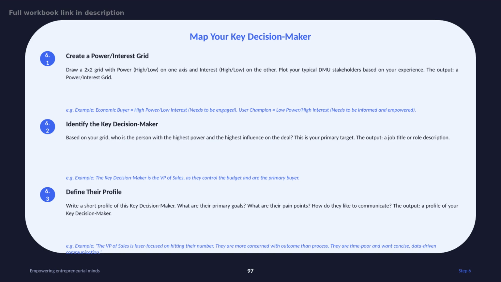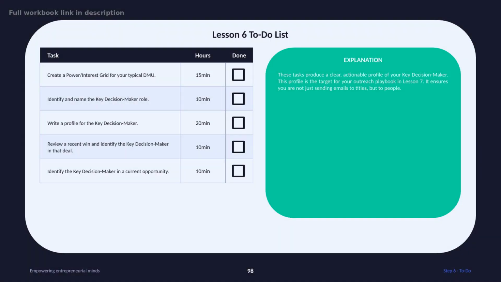Finally, write a short profile of them, their primary goals, their pain points, and how they prefer to communicate. If you have the printable workbook, this is worth capturing there so your whole team can reference the same profile. Your checklist: build a power/interest grid for your typical DMU. Name and identify the key decision maker role. Write a profile for that person.